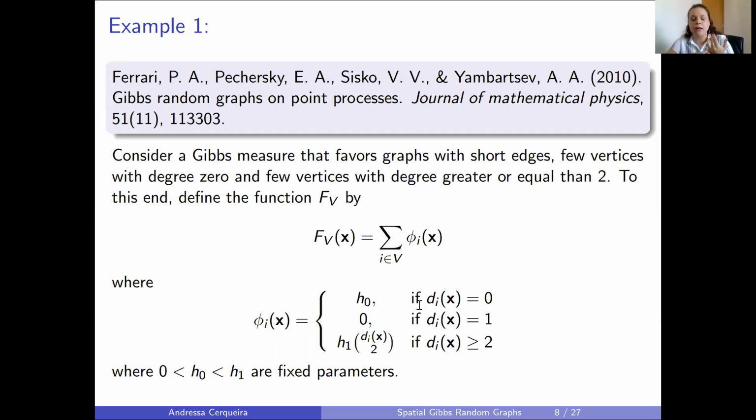So when you use this kind of function, what are we going to do? The first part of the Hamiltonian will penalize long edges. And this function here will penalize vertices with degree 0 or degree greater than 2. So what we expect to have is a graph with short edges and with degree around 1. So this is the model. So let's check if this model satisfies the conditions that I have shown before.